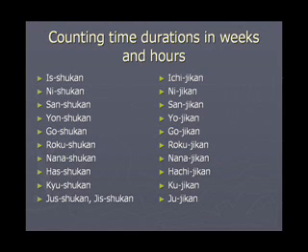Let us now look at the counters for duration of time in weeks and hours. Shukan is the counter for duration in weeks, and Jikan is the counter for duration in hours. Let us see how they go. Ishukan, Nishukan, Sanshukan, Yonshukan, Goshukan, Rokushukan, Nanashukan, Hashukan, Kyushukan, Jushukan, or Jishukan.